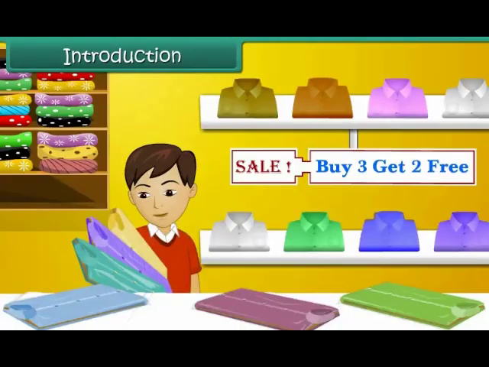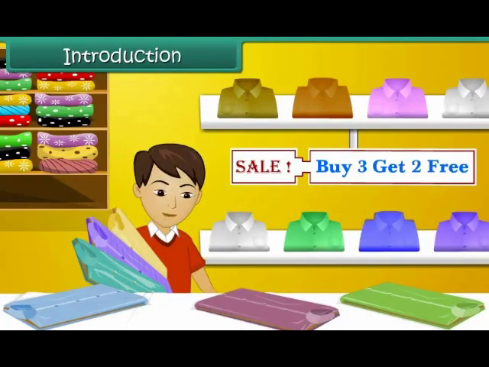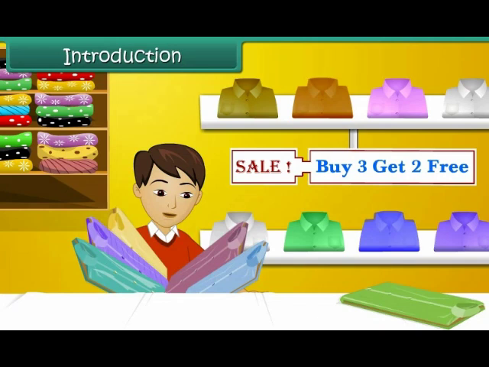Arun selects 3 shirts. The shop gives him 2 more. Now he has 5 shirts in all. Arun is very happy. In this lesson, you will learn addition.